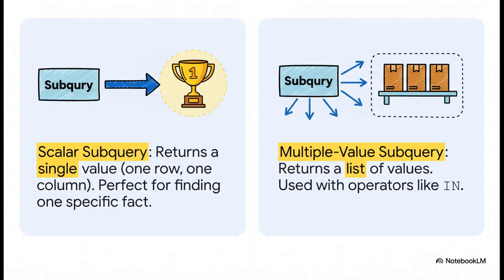Now, what that subquery reports back is key. A scalar subquery returns just one single value, like if you're looking for the single highest salary in the whole company. But a multiple value subquery returns an entire list, like all the product IDs in a certain category. Knowing which one you're working with is going to determine how you write that outer query.